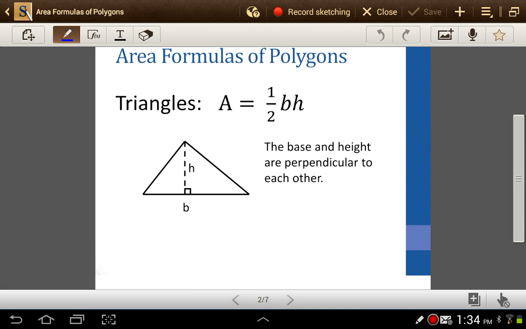First, let's talk about triangles. Our triangle formula, and this is extremely important, so make sure you write this down. Our triangle formula is area equals one half the base times the height.